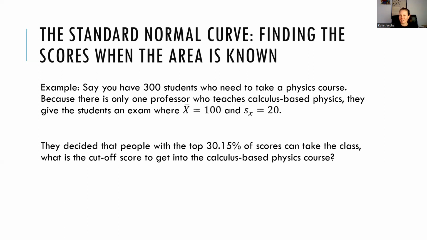So there's a problem here. We've not done this yet, right? So we're looking at this and we're like, well, crud. We need to find what our X value is. But how do we do that? First, we've got to decide, is our X value going to be on the right or left of our mean? So if we look at the problem again, we're looking for the top 30.15% of scores. So that means our X value is going to fall onto the right of our mean.